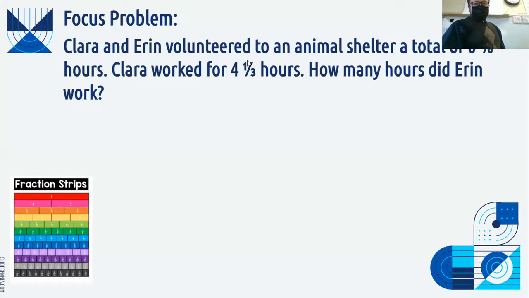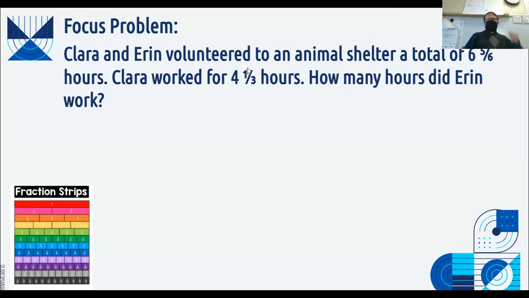Here's our first focus problem. It says Clara and Aaron volunteered at an animal shelter for a total of 6 5/6 hours. Clara worked for 4 1/3 hours. How many hours did Aaron work? Okay, so I know this is subtraction because I have the total number of hours both girls worked, but I'm taking out the 4 1/3 hours. All right, so I'm gonna go ahead and just write down my number sentence real quick on the board. So you can go ahead and write down 6 5/6 minus 4 1/3.